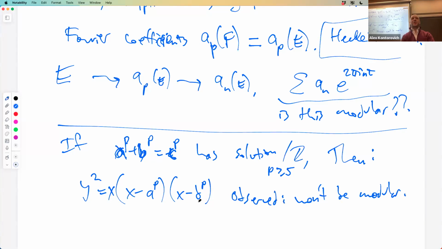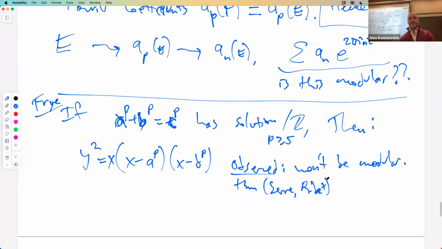It doesn't, the symmetries are all off. And in fact, this observation was turned into a theorem by Serre and Ken Ribet. So I should write Frey's name. I hope I'm spelling that right. Can someone check? So he observed that this won't be modular.